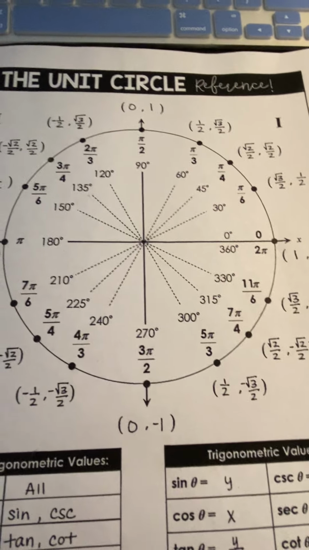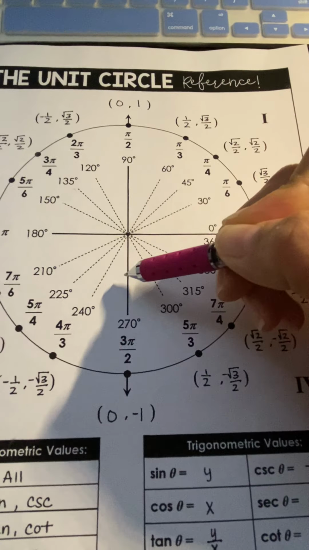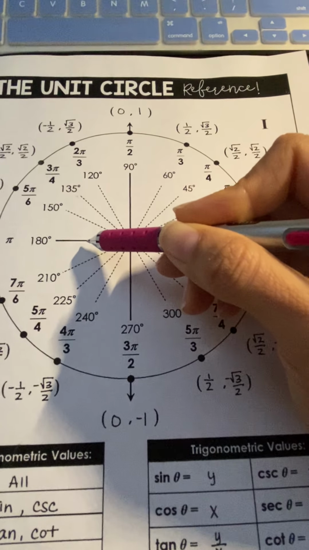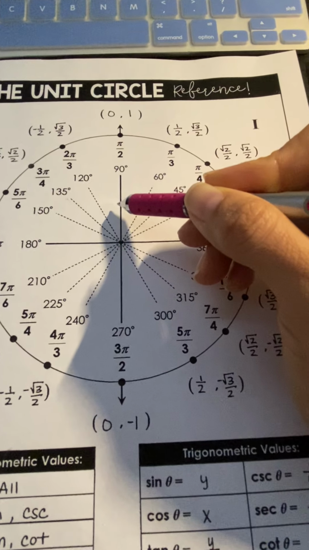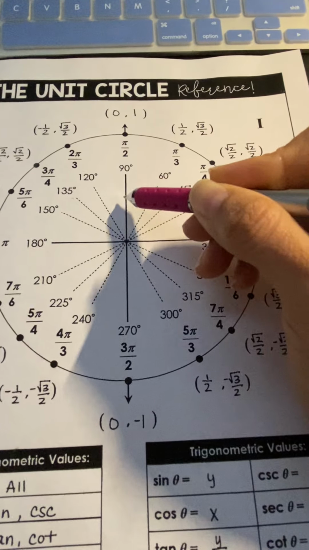So let's think about this. I want 300 degrees. So I know I'm at 0. That would be 90 degrees. Another 90, that would be 180. Another 90, that would be 270. And now I need 30 more degrees to make negative 300, which would be 30 degrees.